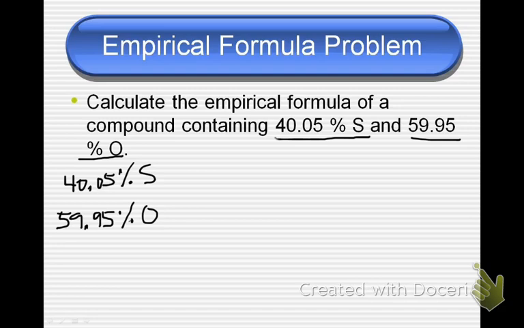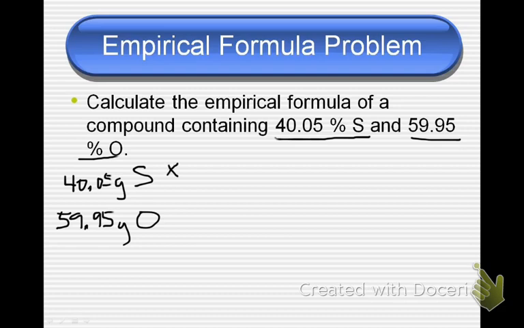So really, we can always just assume we've got a 100-gram sample. And if we've got a 100-gram sample, then figuring out what the grams is just as easy as erasing that percent sign and drawing in a G. So we have 40.05 grams of sulfur and 59.95 grams of oxygen. It's that easy, folks. So the next step, step number 3, convert grams to moles.